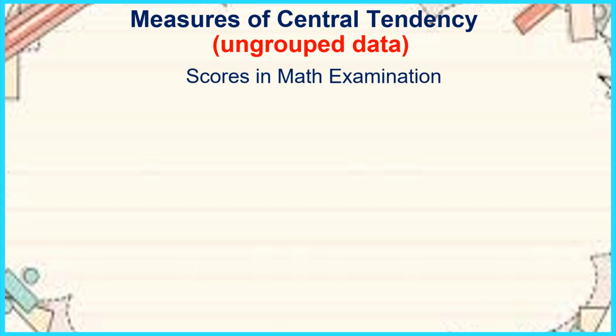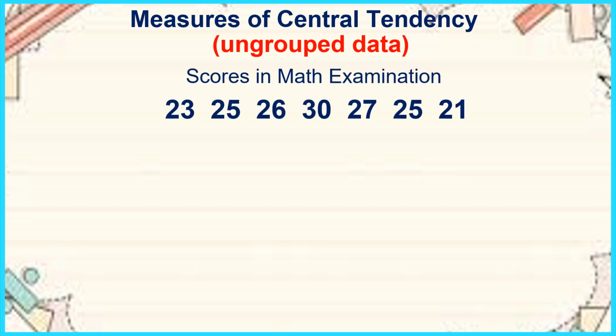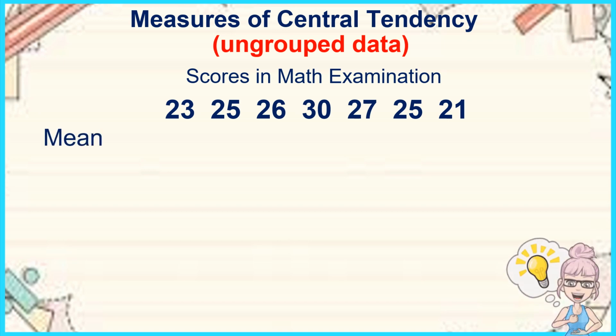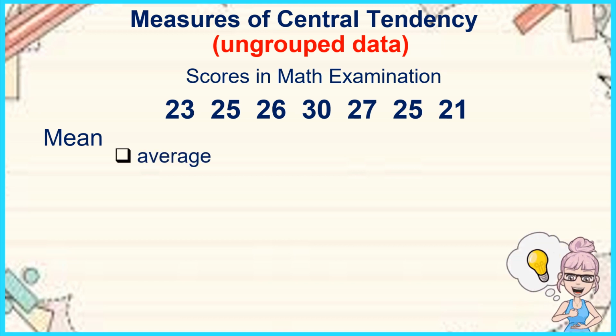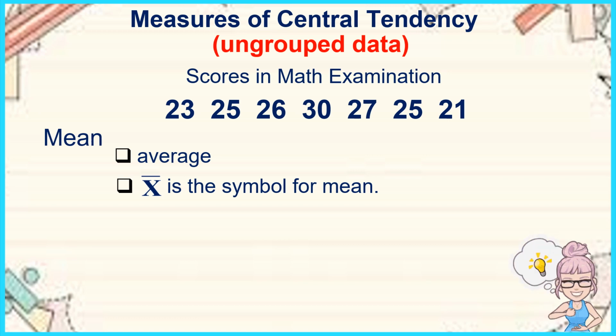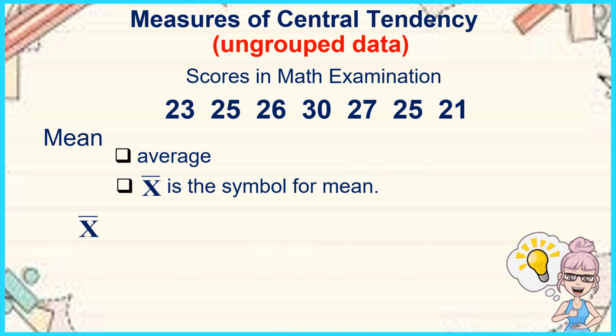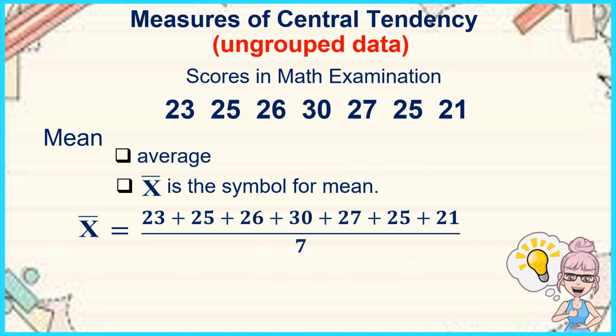Supposing we have these scores in a math examination. So we are going to compute for the mean. And what is mean for ungrouped data? Mean is the average, and the symbol for mean is this. So to get the mean of this ungrouped data, we are going to add 23 plus 25 plus 26 plus 30 plus 27 plus 25 plus 21 divided by the number of values, which is 7.